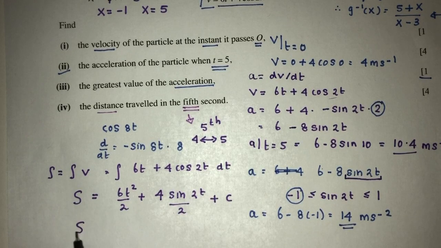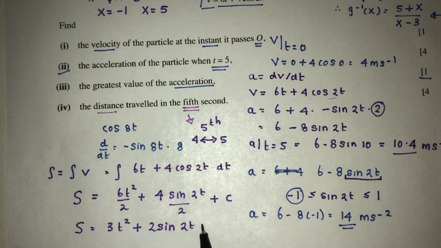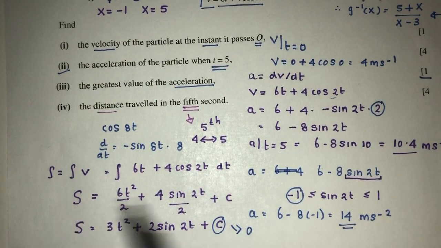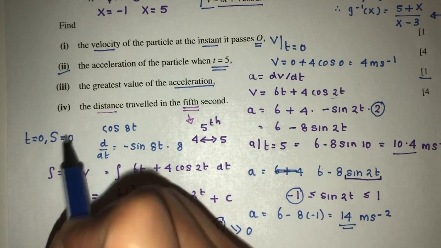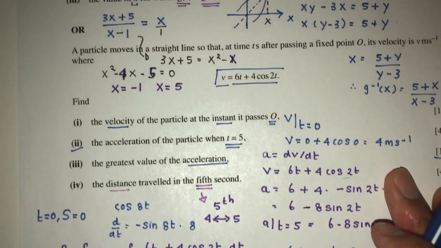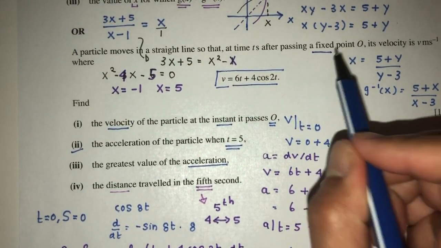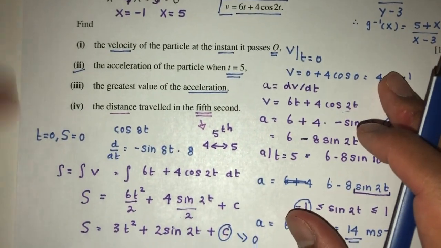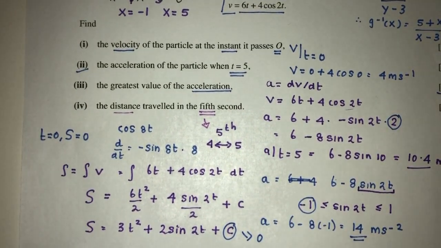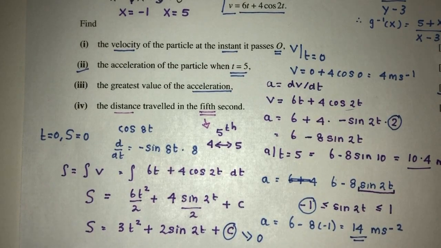So let's simplify. s will be 3t squared plus 2 sine 2t plus c. Now the value of c will become 0. Why? Because we know that when the value of t was 0, the value of s was also 0. Because as you can see, s is only measured after passing the point O, which means at the beginning, obviously distance traveled or displacement will be 0. So at time t equals 0, s will also be 0.